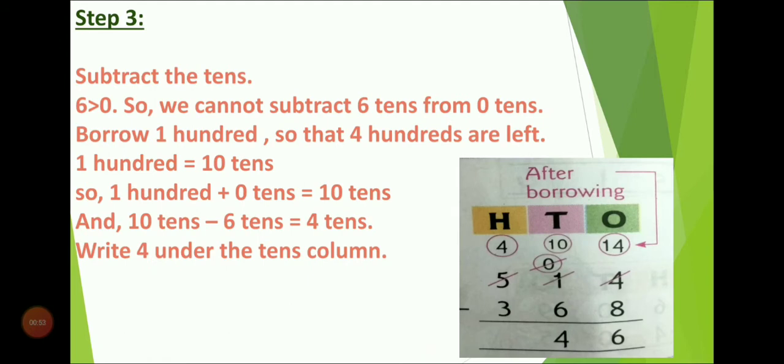As you can see, 6 is greater than 0. So, we cannot subtract 6 tens from 0 tens. So, we will borrow 100 from 5. 5 will become 4.